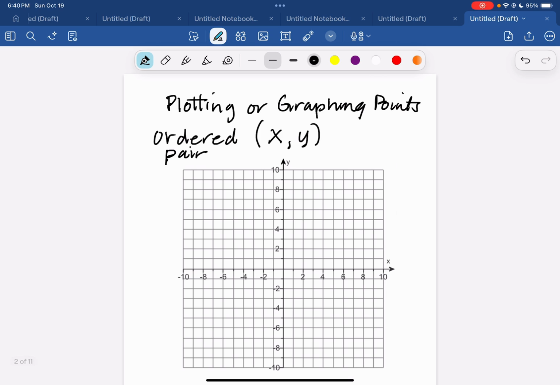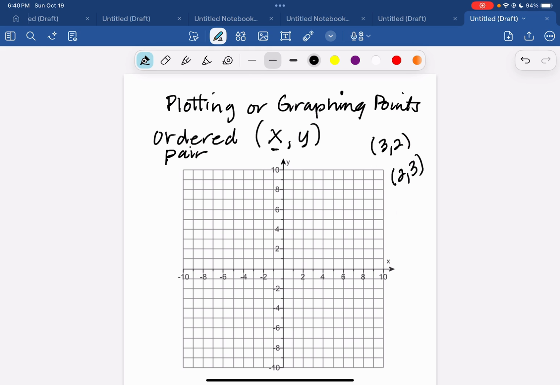So let's plot some points. This is called plotting or graphing points. And as I mentioned before, they'll always be given as an ordered pair, X, comma, Y, and you put parentheses around ordered pairs. So let's say I want to graph the point 3, 2. And then let's graph the point 2, 3, and you'll see that order really does matter. They're not in the same place. So we're going to always go with the X first.